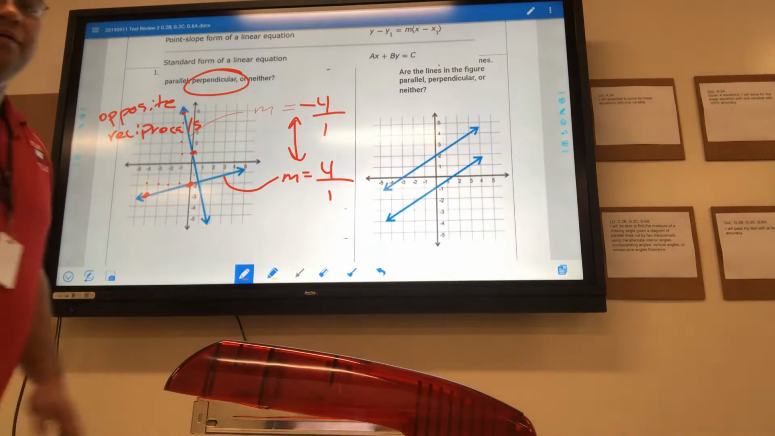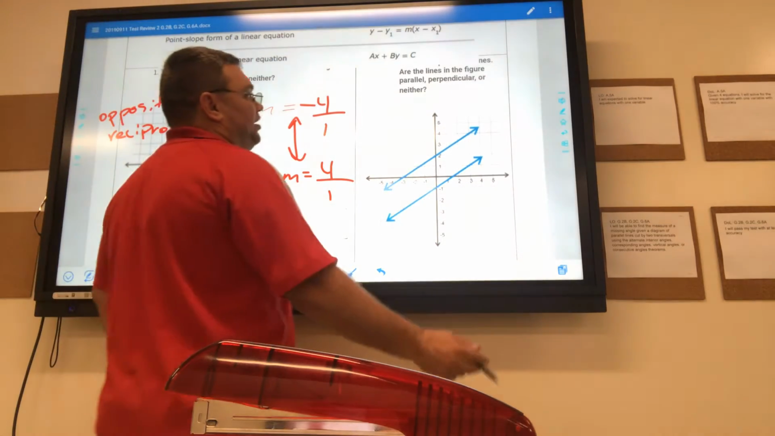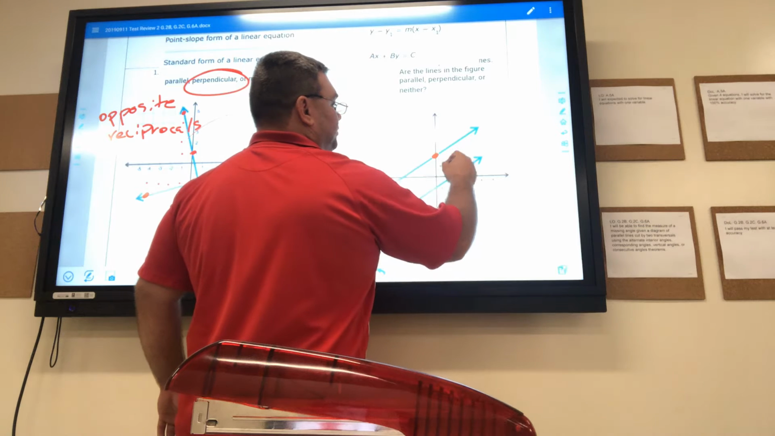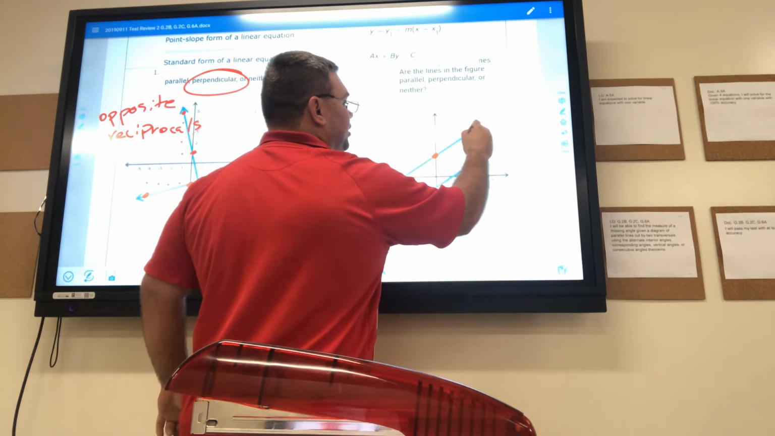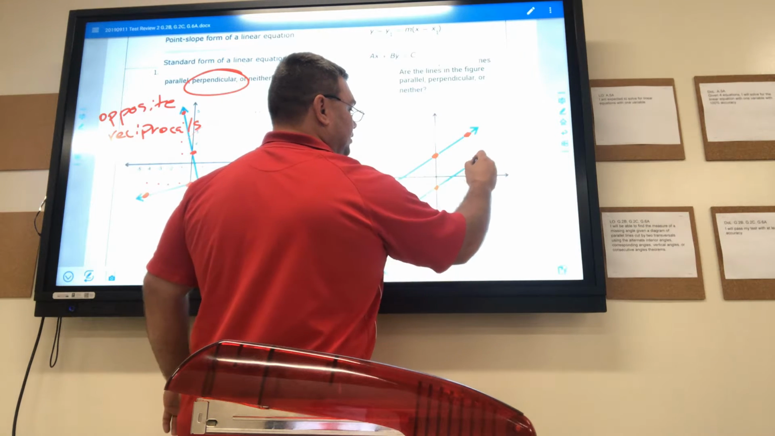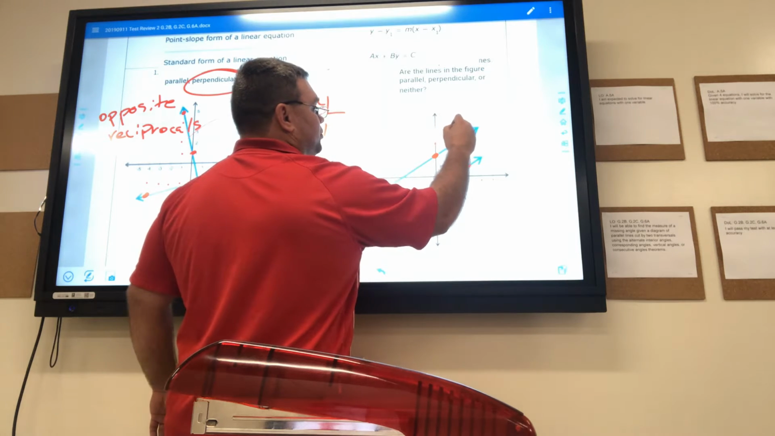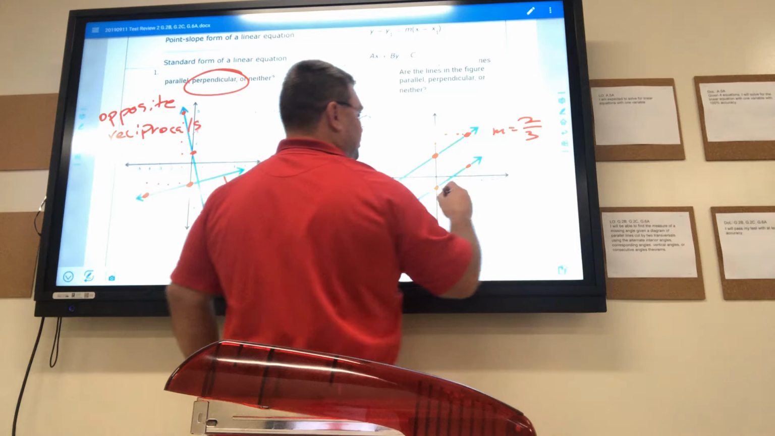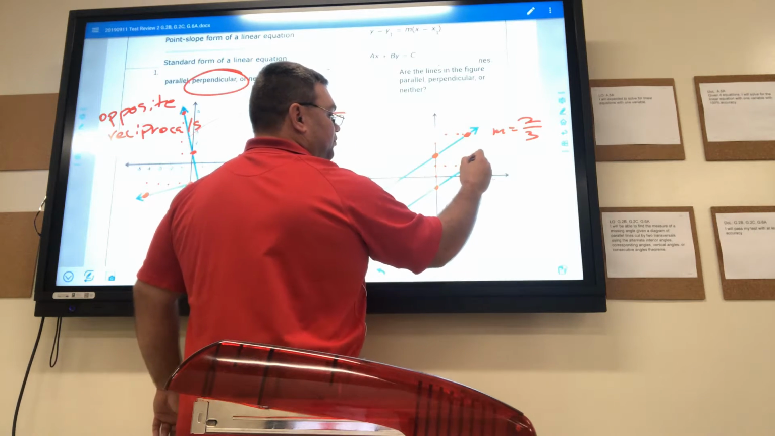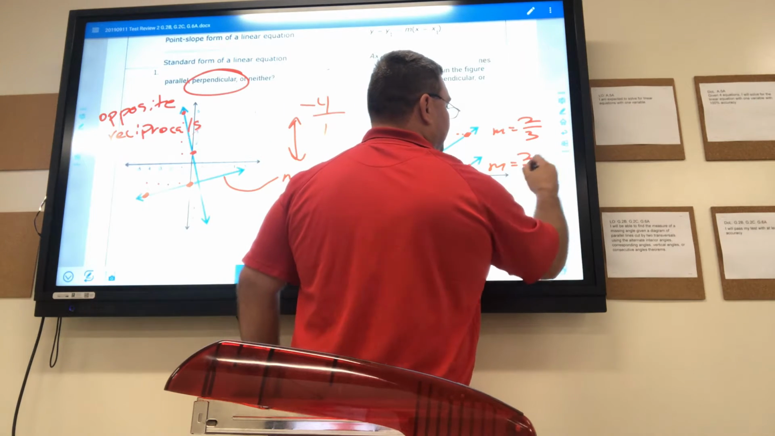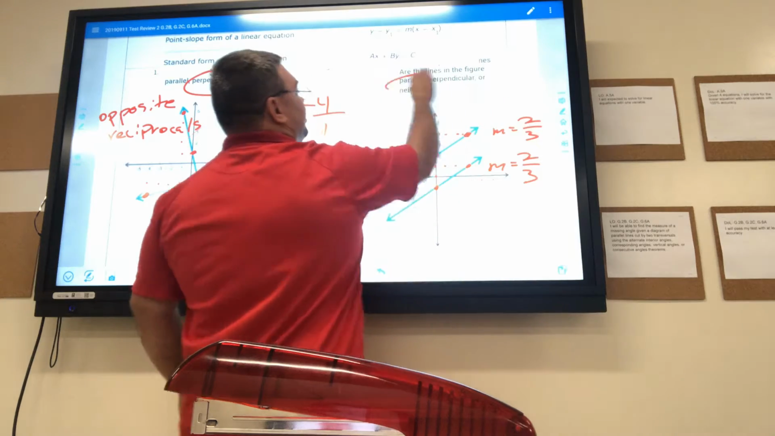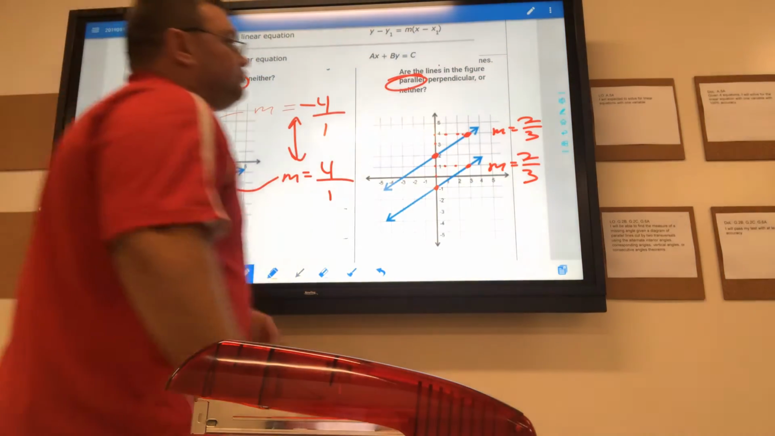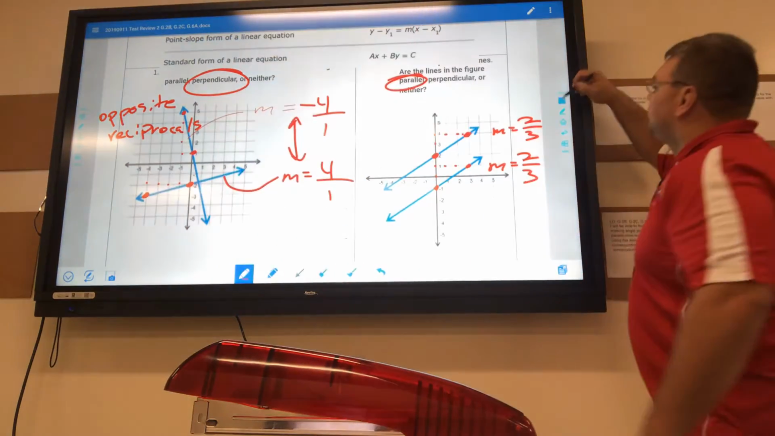For these, we want to see if they're parallel or perpendicular. I'm going to take the slope. From here, I notice that for both of them I rise 2 over 3. So m equals 2/3. This one, the same thing, rise 2 over 3, m equals 2/3. The answer is parallel because they have the same slopes. All right, moving on.